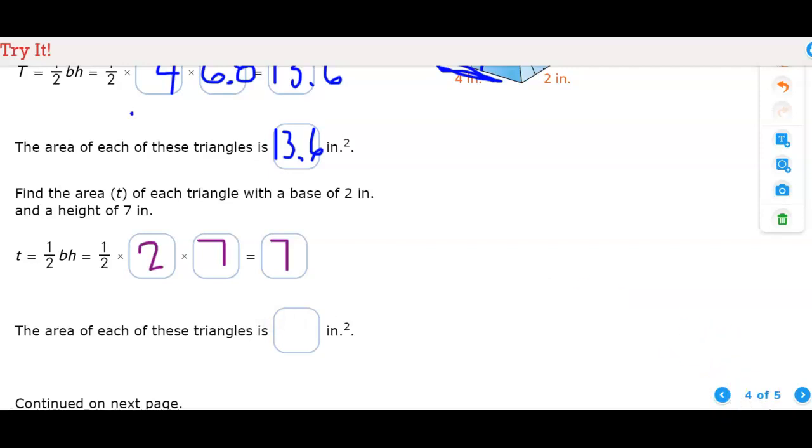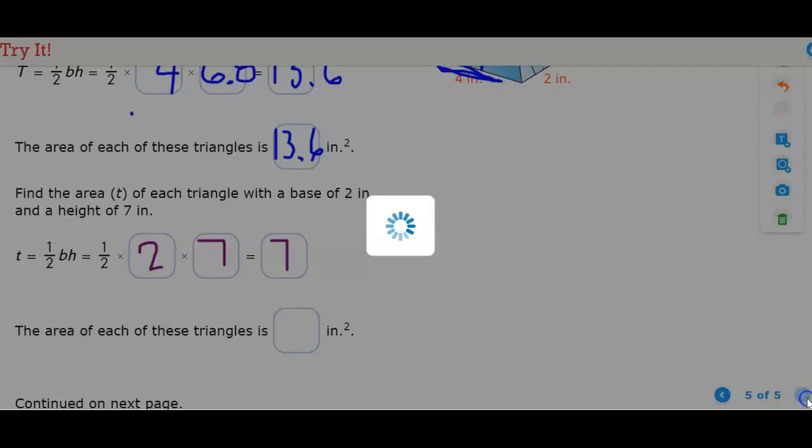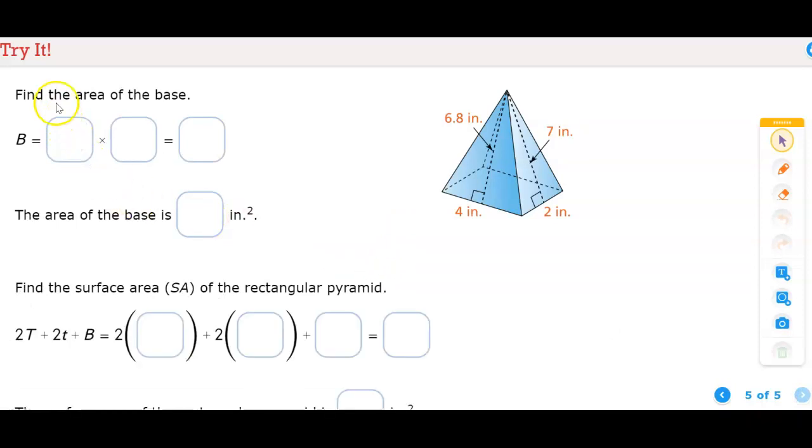Now the next step, we find the area of the base. The area of the base is the rectangle. We have the 4 and the 2. So we have 4 times 2, and that is equal to 8. So the area of the base is 8 inches squared.